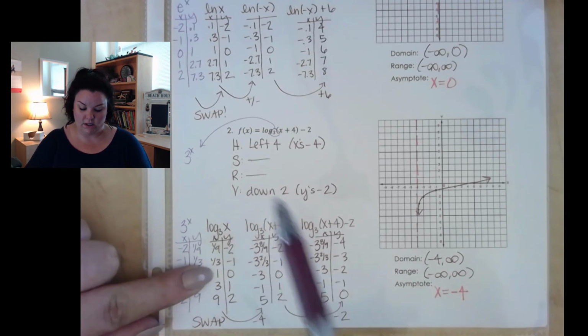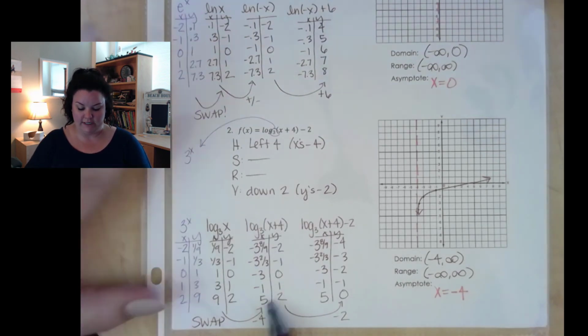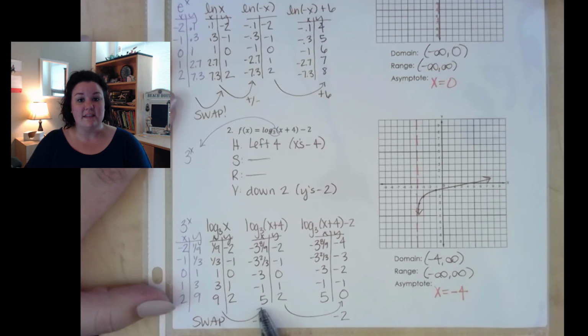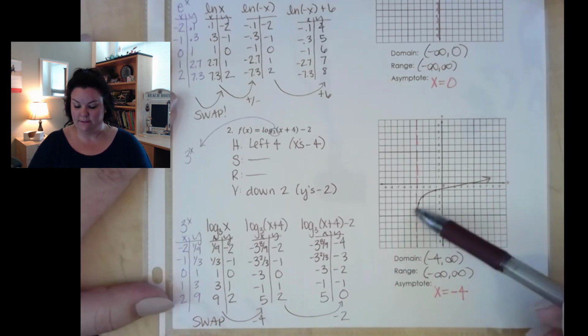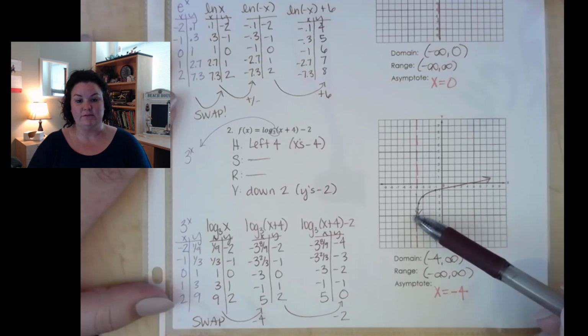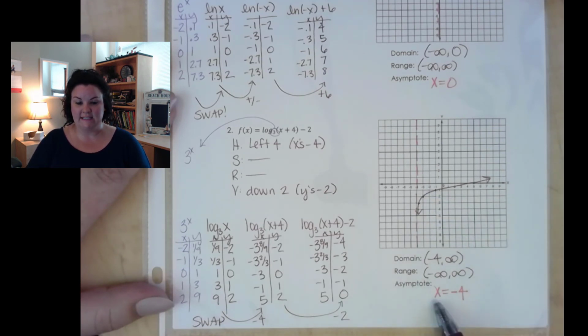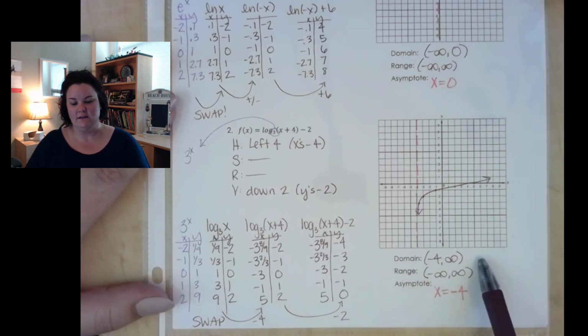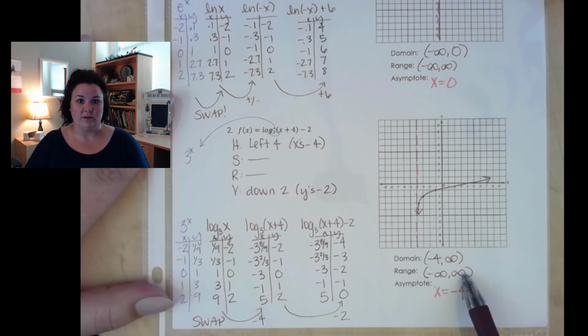So we're going to do our horizontal shift first by subtracting 4 from our x's, and then we'll do our vertical shift down by taking our y's and subtracting 2. So our function should look something like this, where our x's are approaching negative 4. So our asymptote is x equals negative 4, which means that our domain starts at negative 4 and goes on out to infinity, and our range, again, all real numbers.